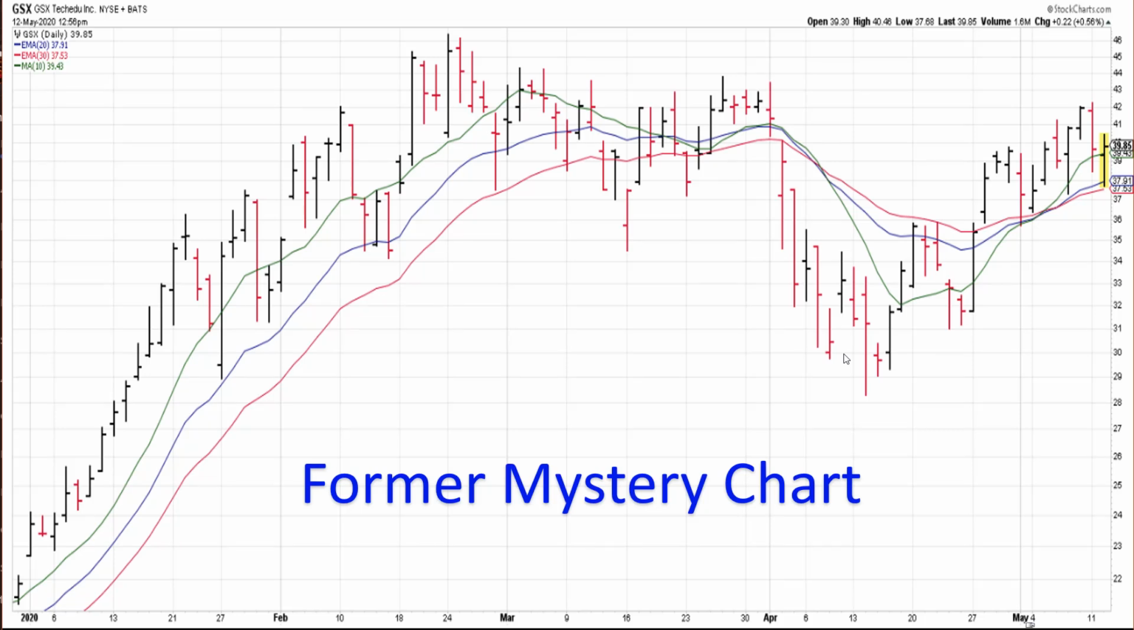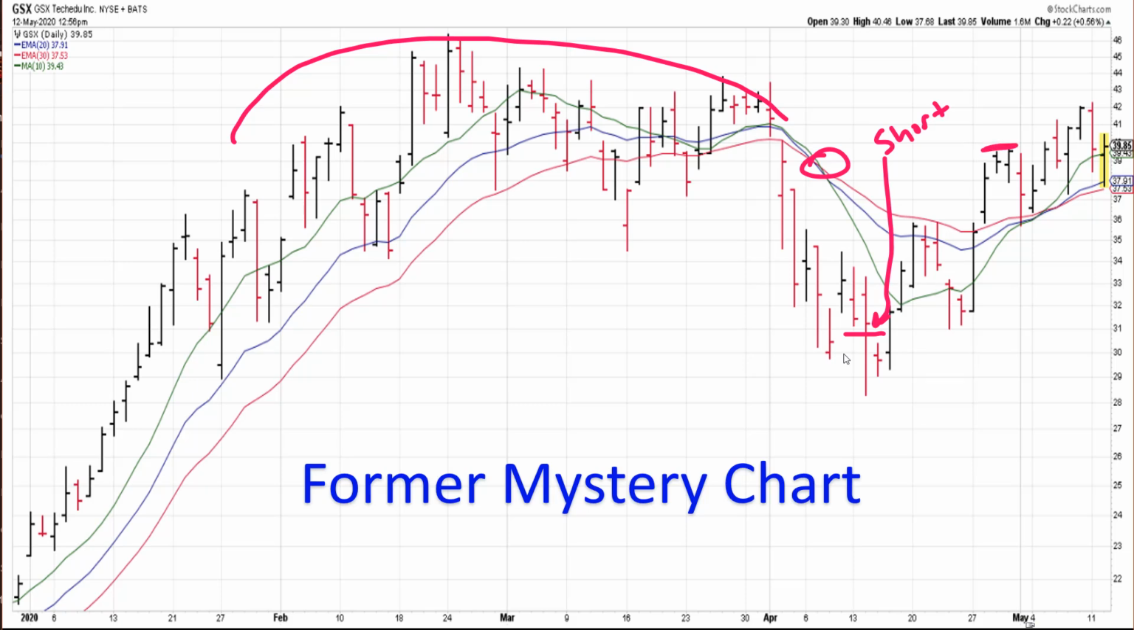This is a former mystery chart. This is one I showed a couple of weeks ago. It's a Chinese stock. It was topping out. It made a bow tie down. Very good looking setup. I mean, it made an inverted cup and handle. And we shorted it around 31 or so. And then it failed miserably.